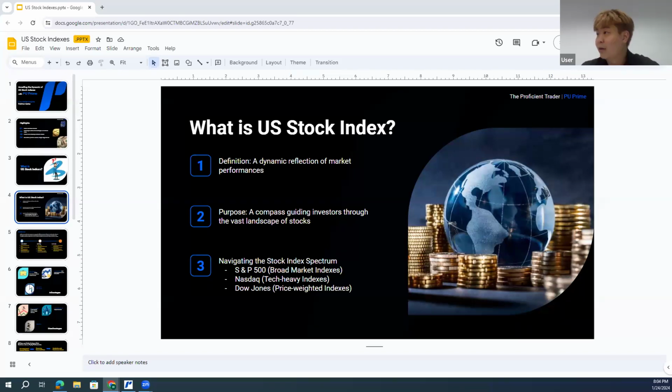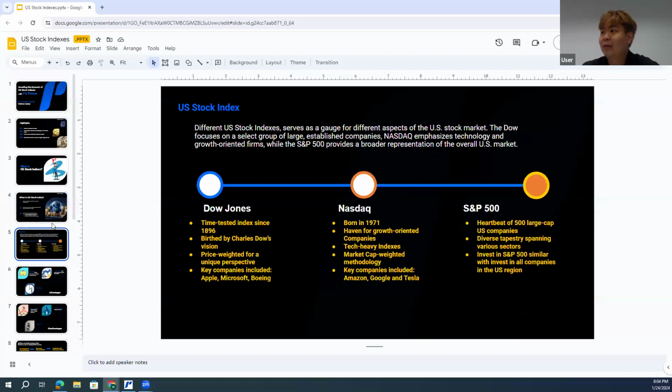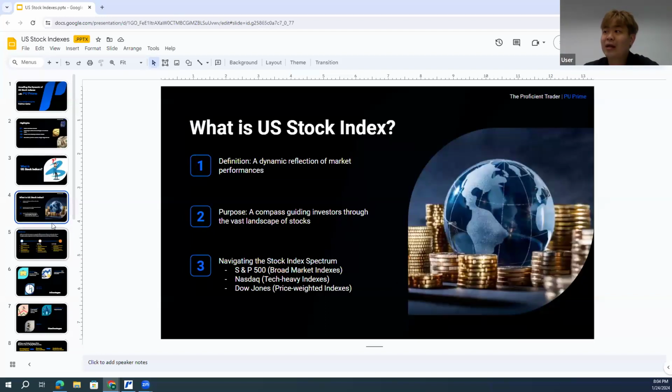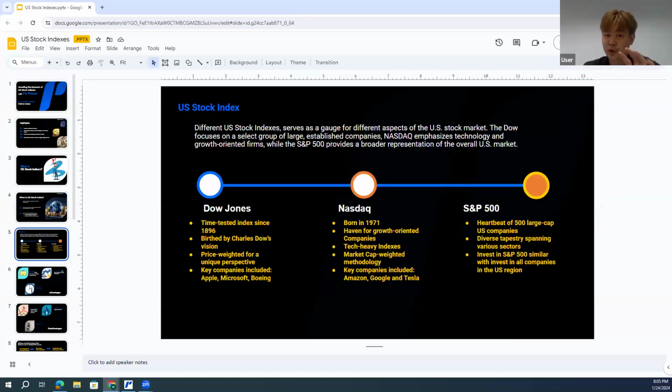Next, we are going to cover the famous US stock indices that we will be explaining today. We have three very famous US stock indices: Dow Jones, Nasdaq, and S&P 500. As I mentioned just now, when you invest in a stock index, it means that you invest in tons of companies all together. For example, the Dow Jones has 30 companies. So when you click buy on the Dow Jones button, it means that you have already successfully purchased 30 big companies in the United States.